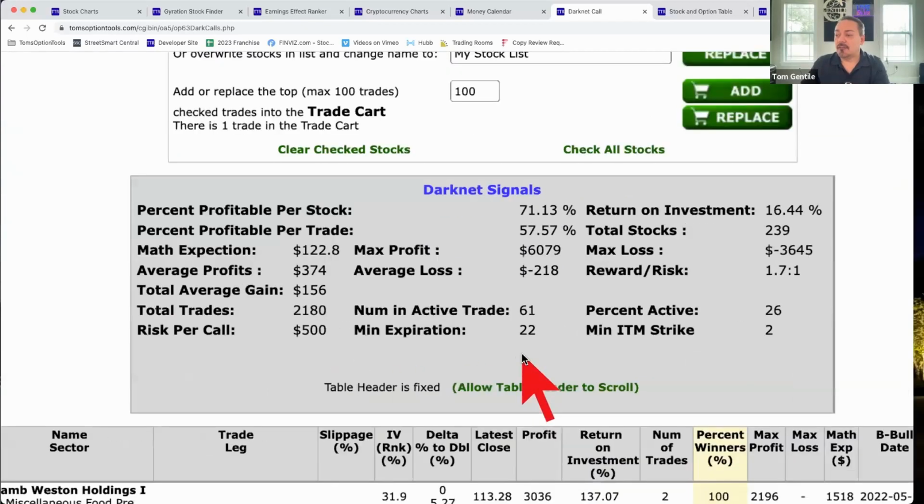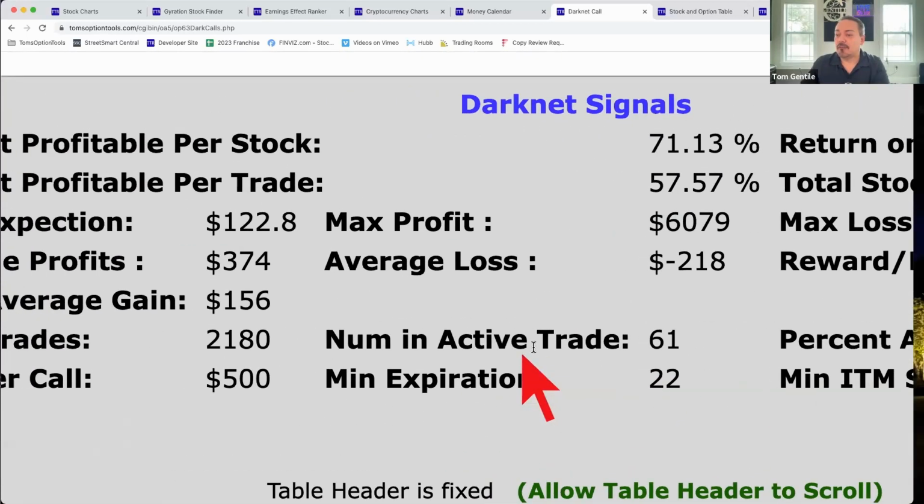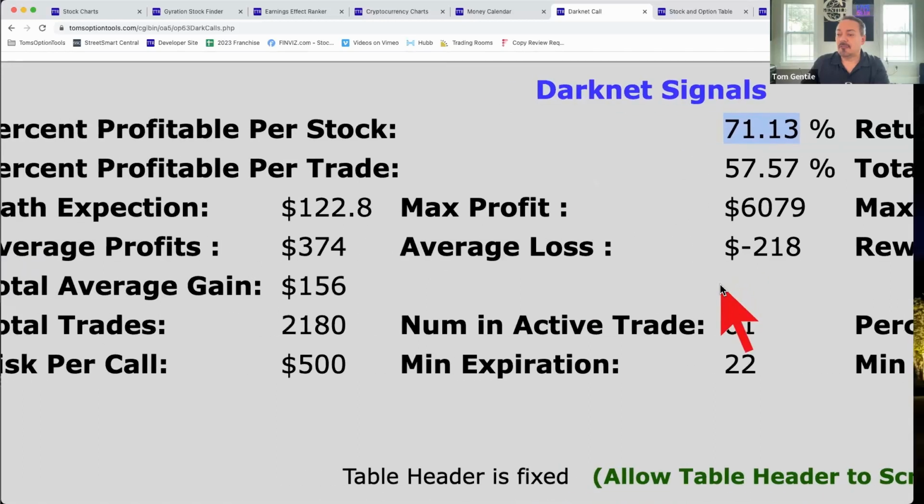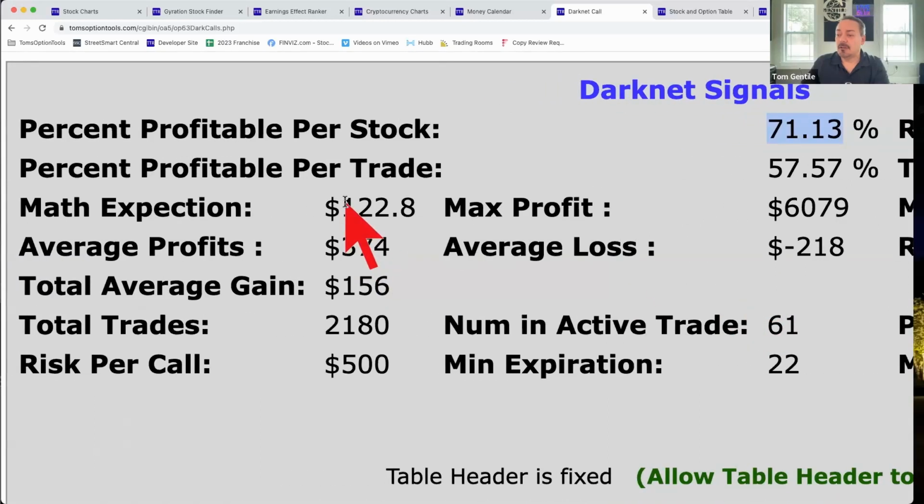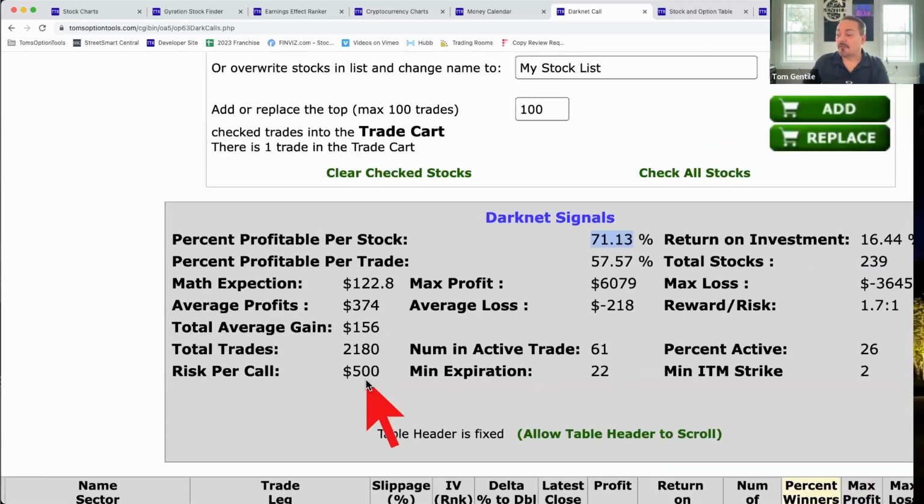In this case, we have 57% of call trades were profitable, and 71% of trades on the same stock were profitable. The math expectation's positive, that's good. Now, look at this example. We're looking at only $500 risk per call, so we could be leaving a lot of call options off the table by doing that, but I'm just going to go with what I have here so far.